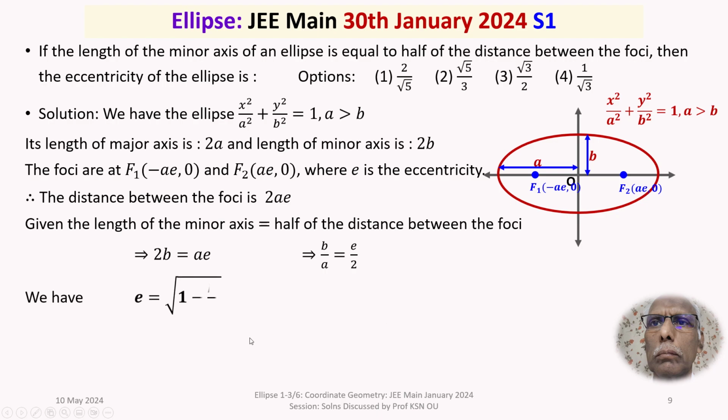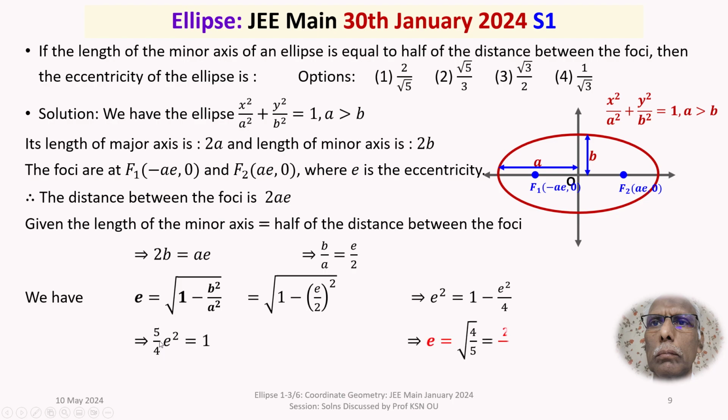And we have the formula for the eccentricity when a greater than b. It is under the square root of 1 minus b square by a square. And that is equal to under the square root of 1 minus (b by a) squared, and b by a is e by 2. So e by 2 whole square. Squaring on both sides, we get e square is equal to 1 minus e square by 4. And this will be same as 5 by 4 e square is equal to 1. Therefore e square is equal to 4 by 5.